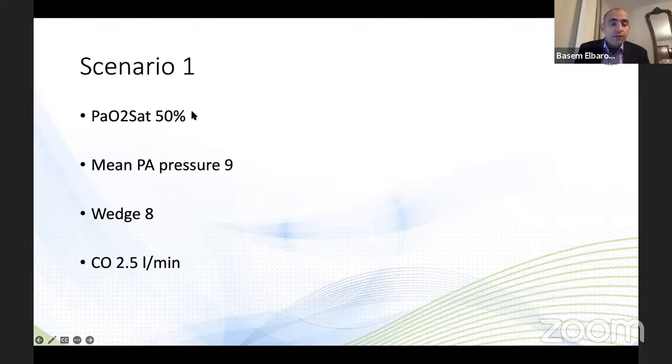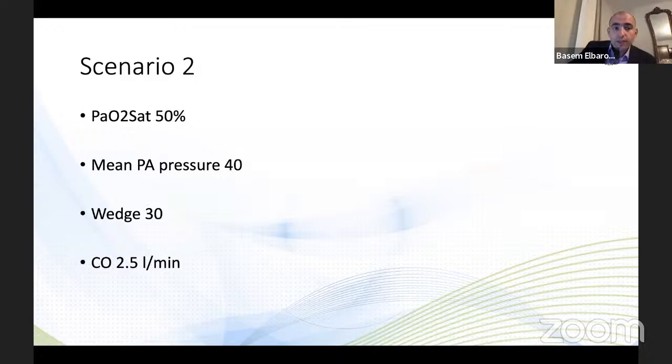So a PA O2 sat of 50% in itself is a very early sign that your cardiac output is poor, or at least your tissue perfusion is poor, and it's extracting more oxygen. So let's say the PA O2 sat was 50%. Your mean PA pressure was 9, which is low, and the wedge was 8, and your cardiac output is 2.5 liters per minute. So your PA pressure is low, your wedge is low, your PA O2 sat is low, and your cardiac output is low, but this is mostly driven by low filling pressure.